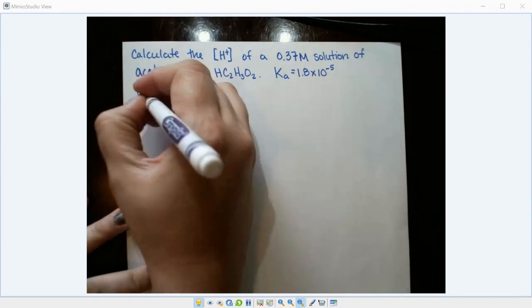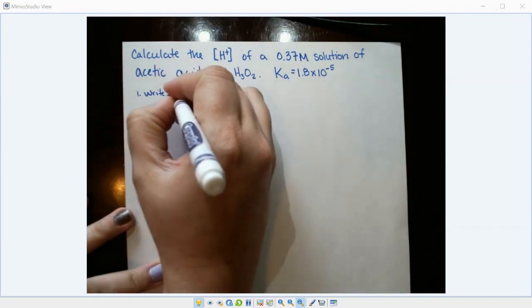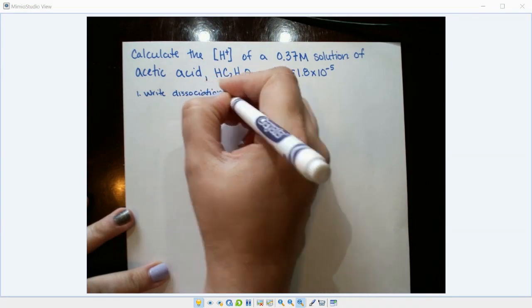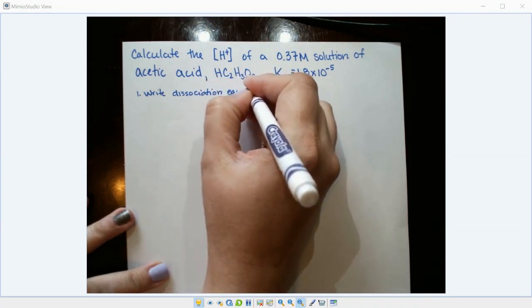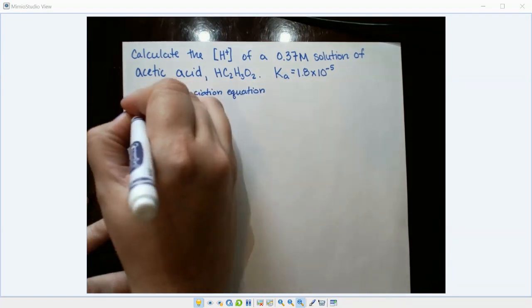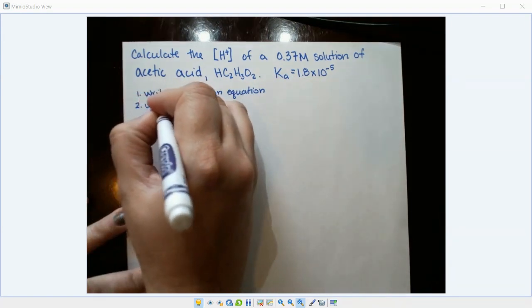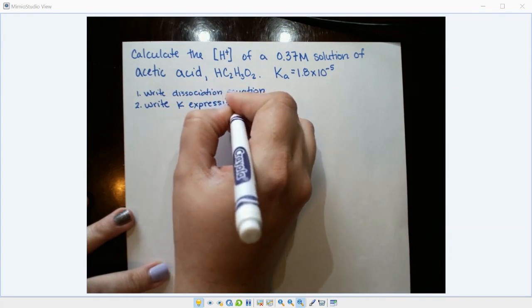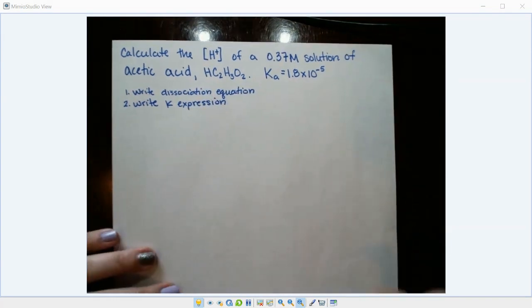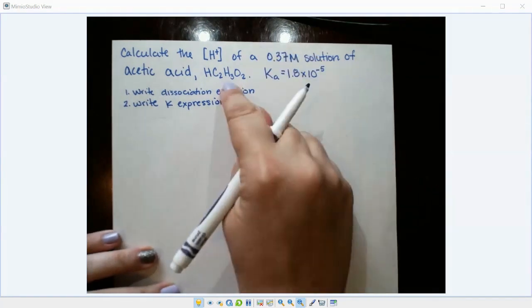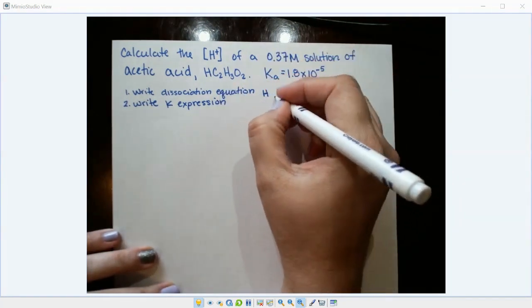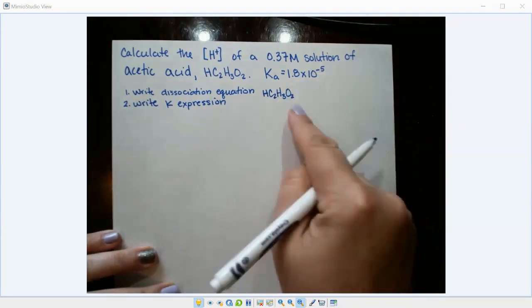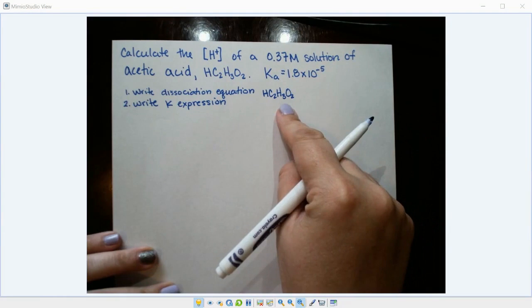First thing you've got to do, write the dissociation equation. And then the next thing that always goes along with that is write a K expression. So let's do those first two things. So the dissociation equation for acetic acid: HC2H3O2 is a weak acid, and I know it's weak because it's not strong.